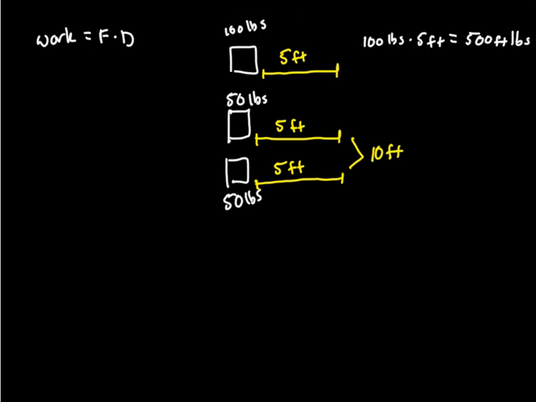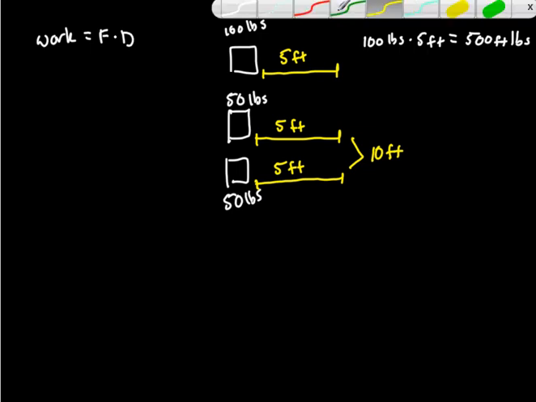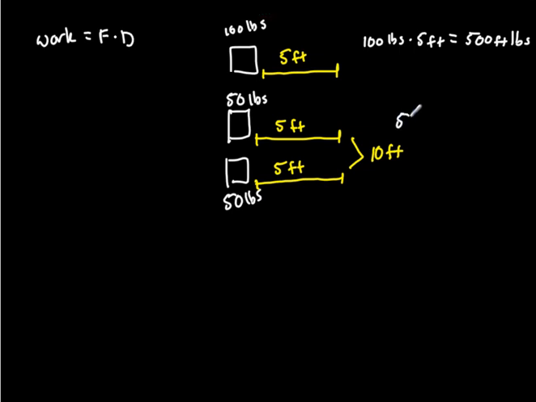So people that say that they're doing less work when they're moving less weight, that is actually not true. They're just doing the same amount of work. So we would do 50 pounds times really that 10 feet, and lo and behold, we get another 500 foot-pounds. So basically the same thing. That's how you handle work.